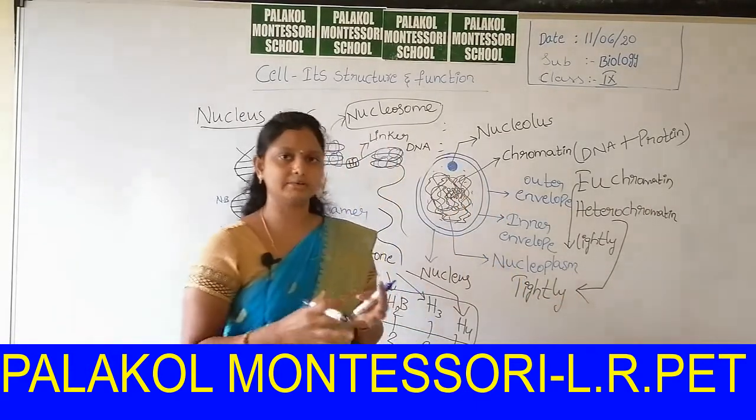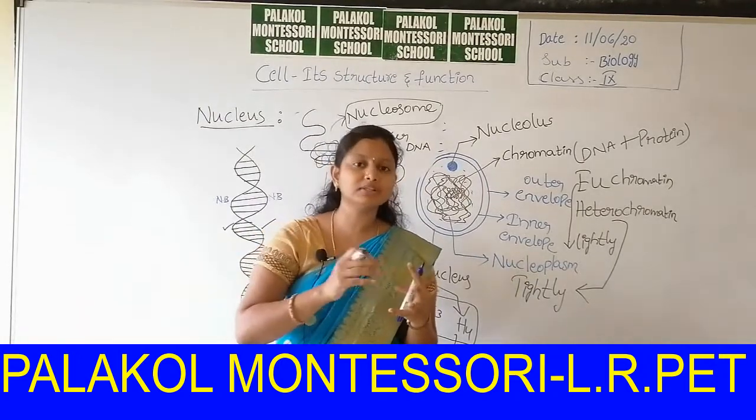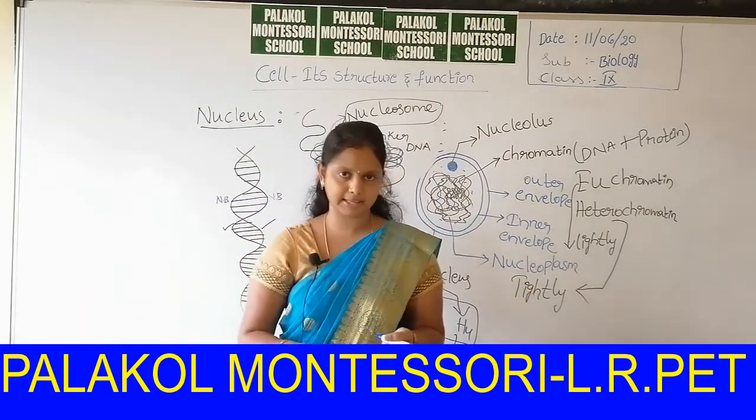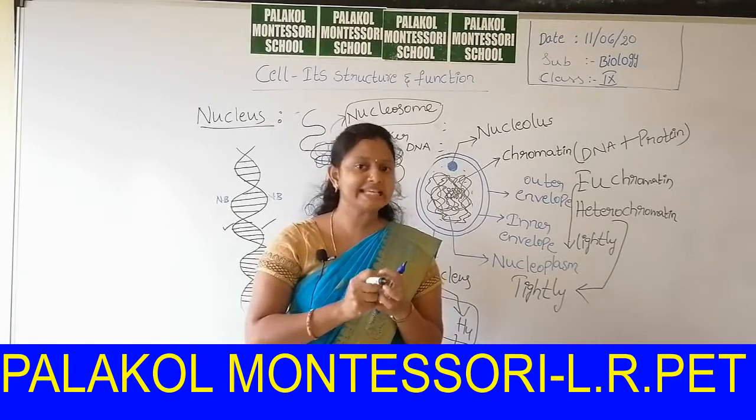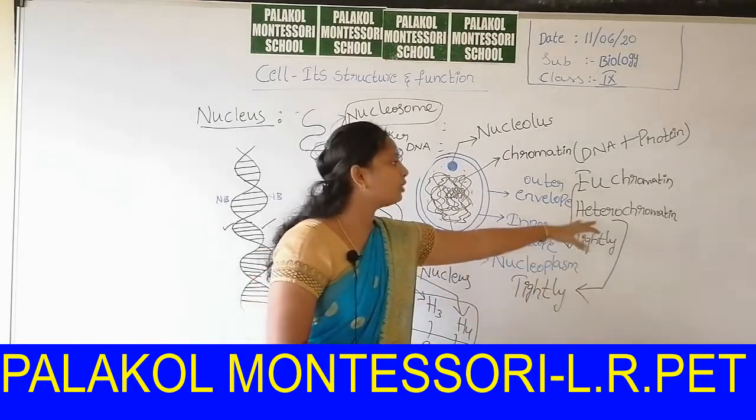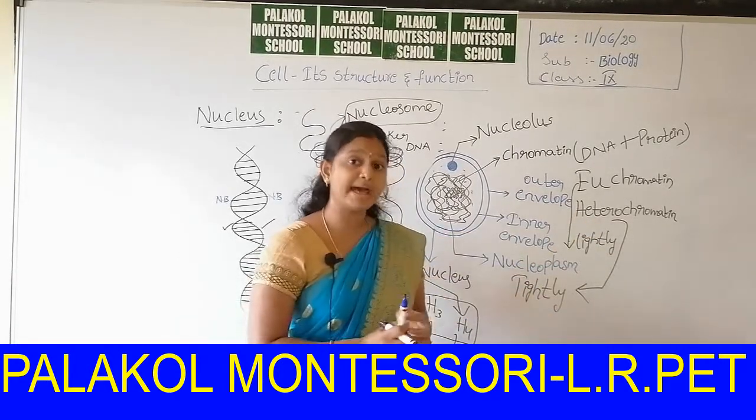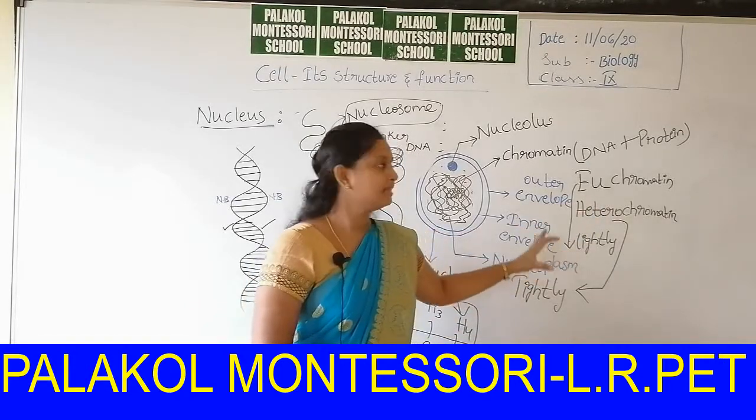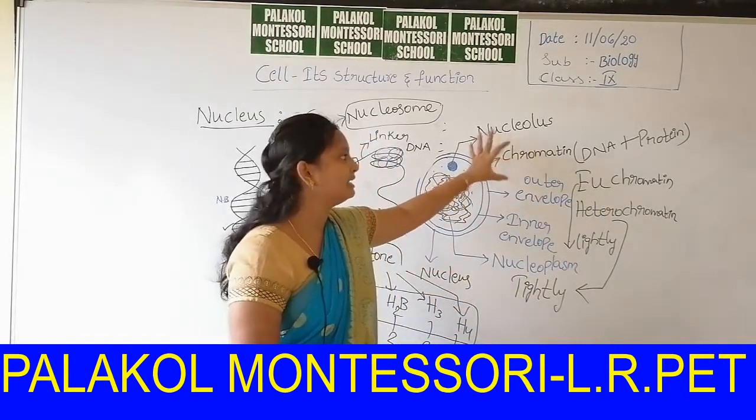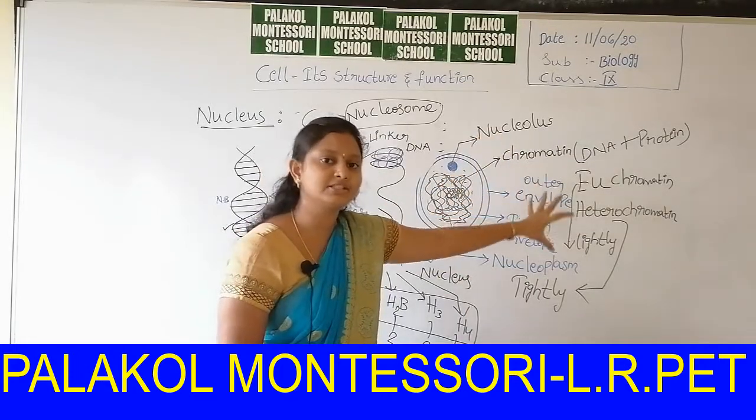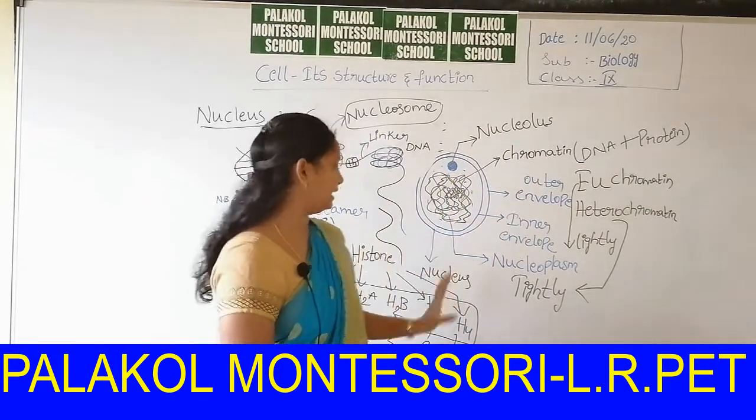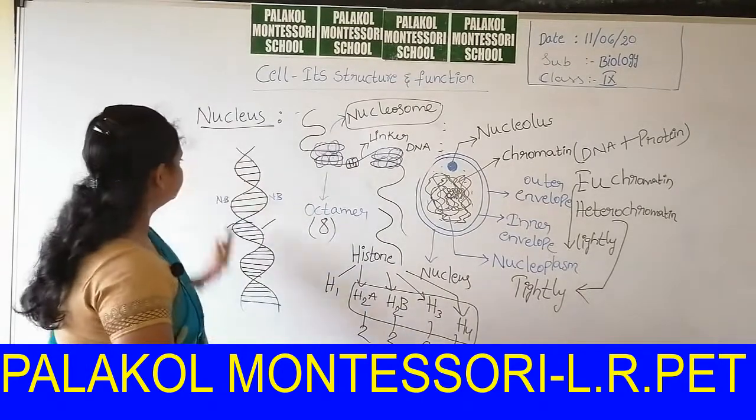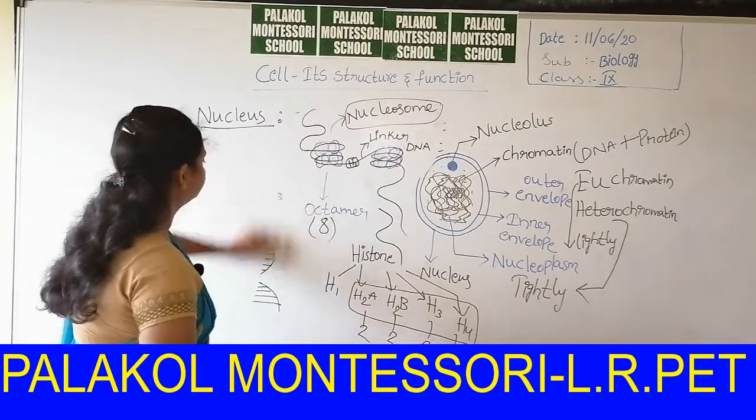Packing is nothing but the package of DNA around the octamer. If the packing is tight, the type of chromatin is heterochromatin. If the packing is loose, the type of chromatin is called euchromatin. This is chromatin, its internal structure and types of chromatin.